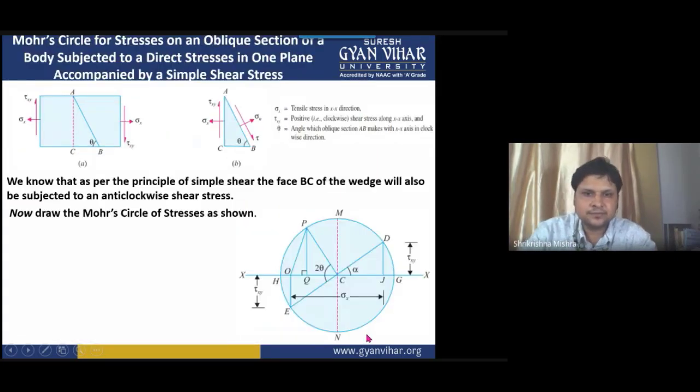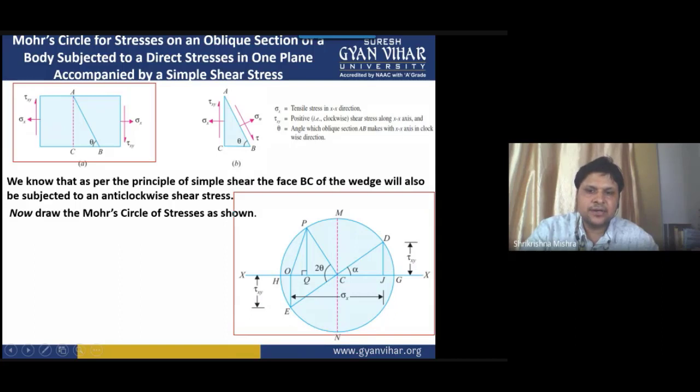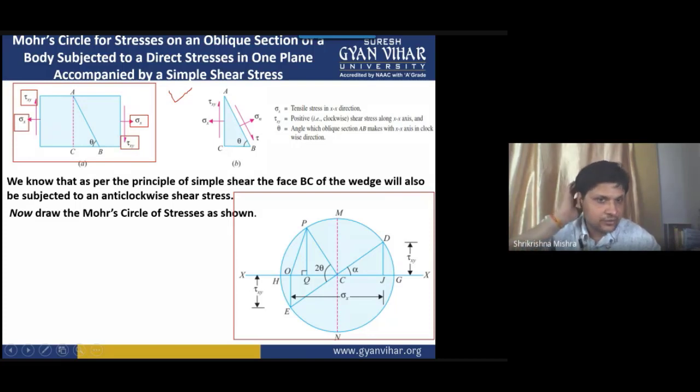In the third case, we discussed that if only pure shear stress is acting, then we have drawn the Mohr circle. Now, students, one thing that should be kept in mind is that in this case you have a normal stress acting along one plane and you also have a shear stress. Due to this shear stress and normal stress, how will we draw the Mohr circle?